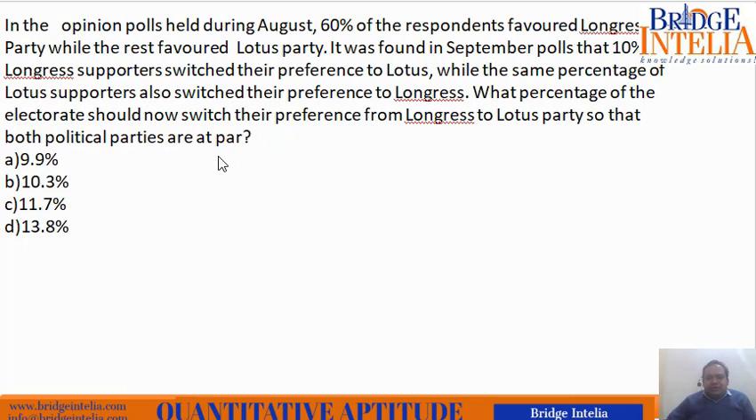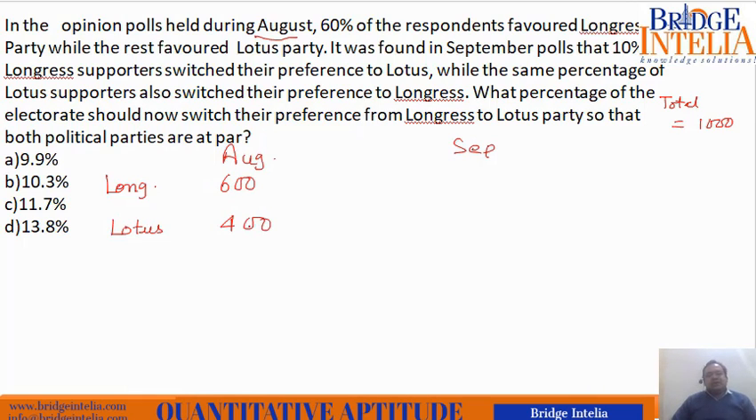So you have data for 2 different opinion polls. One was conducted in August, the other was conducted in September. This opinion poll was based on 2 parties, Congress and Lotus. In August, 60%. So to avoid getting into decimals or percentage, take some dummy values. So let's assume the total number of people who were surveyed to be 1000, for the sake of simplicity. So 60% of the respondents favored Congress. In August, 60% were favoring Congress. So 60% of 1000 is 600. That means the remaining 400 were favoring Lotus party.